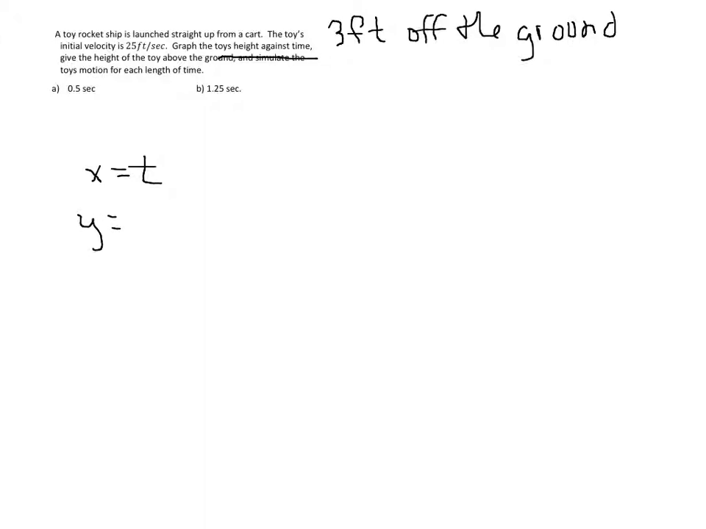Alright, let's keep going. It says a toy rocket ship is launched straight up from a cart. It's supposed to say that is 3 feet off the ground. Okay. Graph the toy's height against time. Okay, so we need to do a parametric equation here. So anytime you see toy's height against time, x equals t. Okay? y equals, now remember, we're dealing with gravity, so it's negative 16 t squared. That's always there. Plus the velocity plus the original height. Okay?